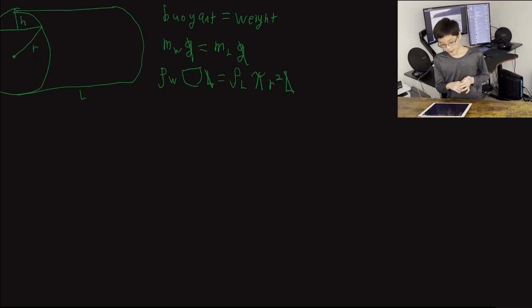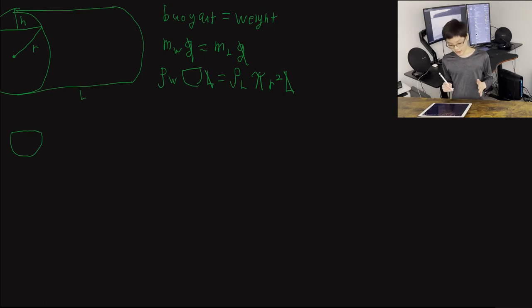Okay, so we already know the density of the water. So basically, all we need to know now is just going to be this cross-sectional area below the water level. So it's just going to be this shape right here. So let's draw it out.